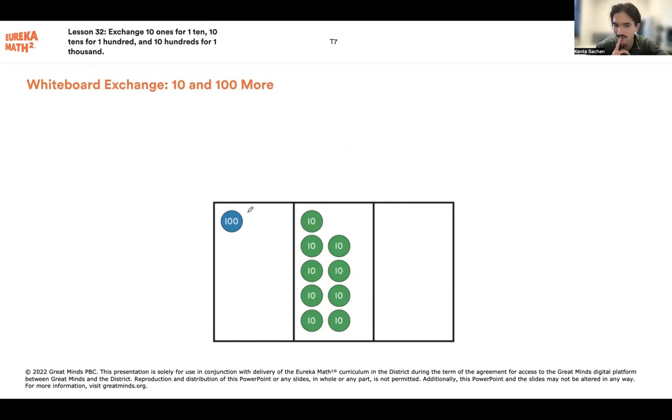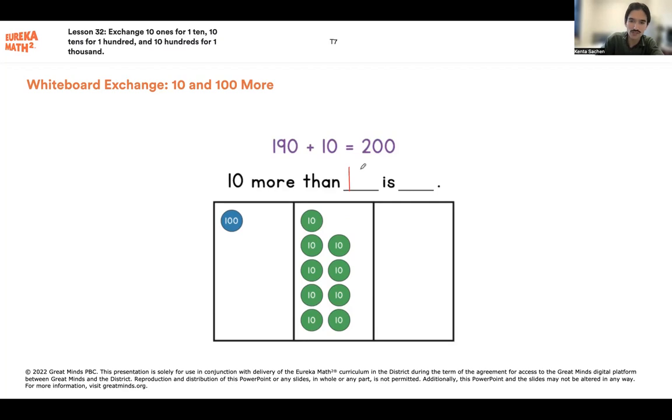Okay. What number is this? Let's take a moment to count it. I have 100, and then I have 9 tens. So what number is this? Vanya? 190. Very good, Vanya. Thank you. 190. What if we added 10 more here? What number does that become? 10 more than 190 is. What is it, Joshua?